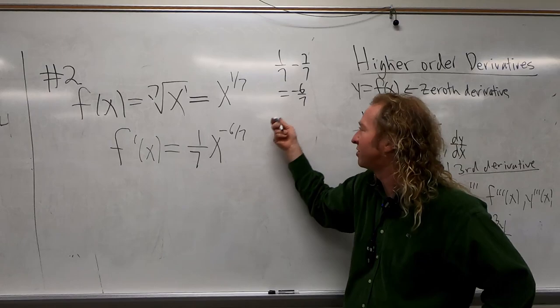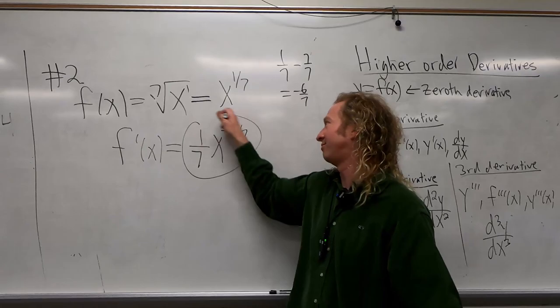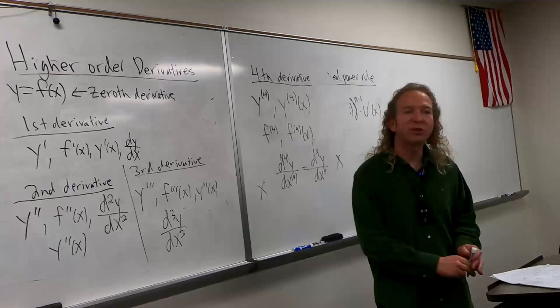And you can leave it like that, right? Please don't simplify it. I mean, don't bring it down. You can, but it's just better to leave things with negative exponents. That's perfectly acceptable. So that's number two. Any questions so far?